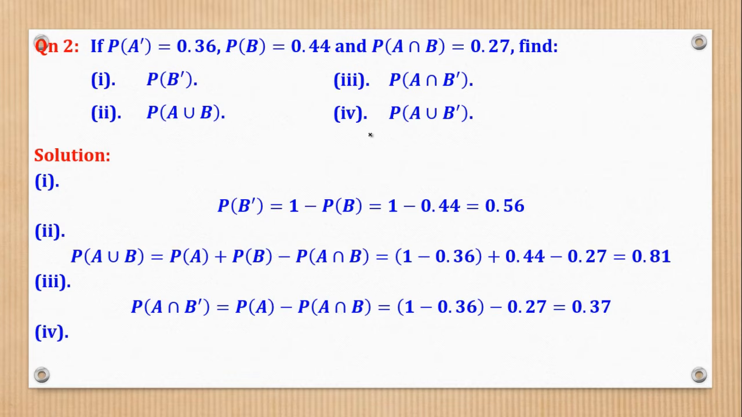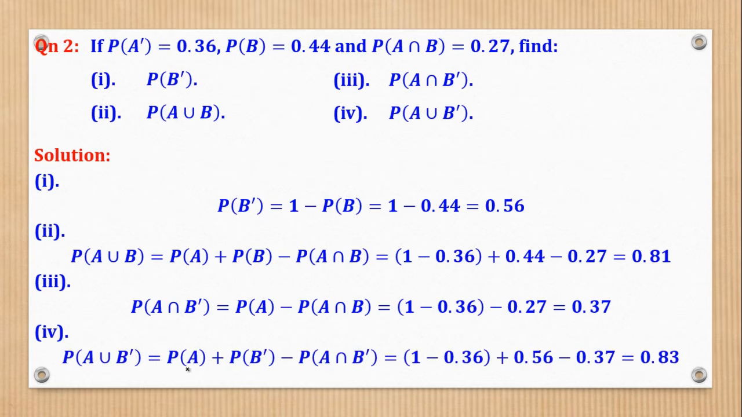Then next they wanted probability of A union B complement. So A union B complement, I'll still expand: probability of A plus probability of B complement minus probability of A intersection B complement. Now I already know the probability of A is this. Probability of B complement, I already got it in Roman 1. Then probability of A intersection B complement, I got it in Roman 3. So in the end, I'll come up with 0.83.